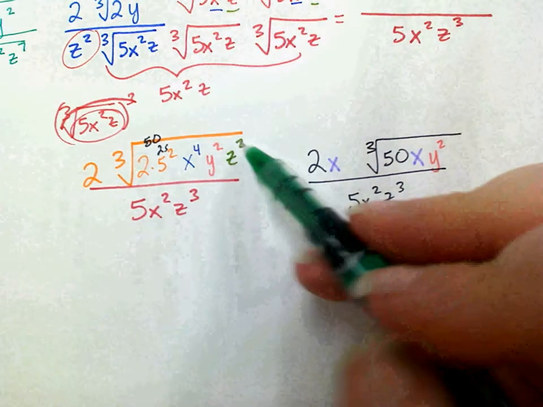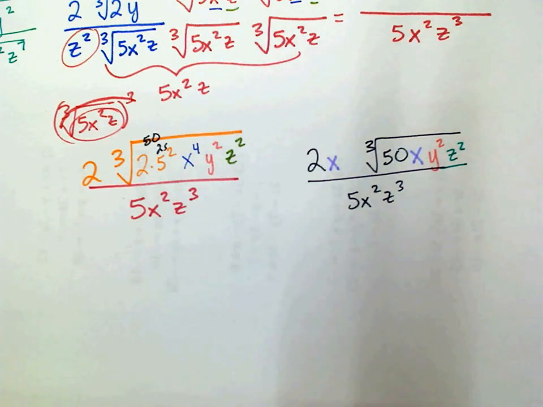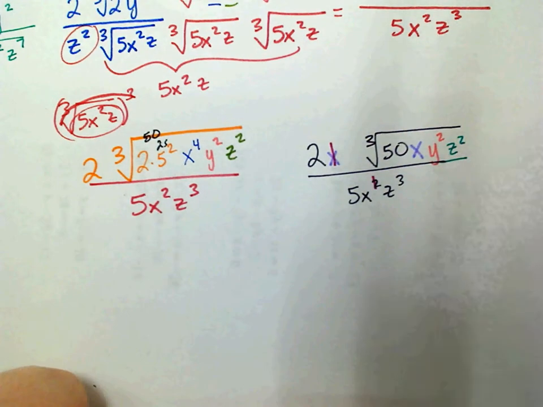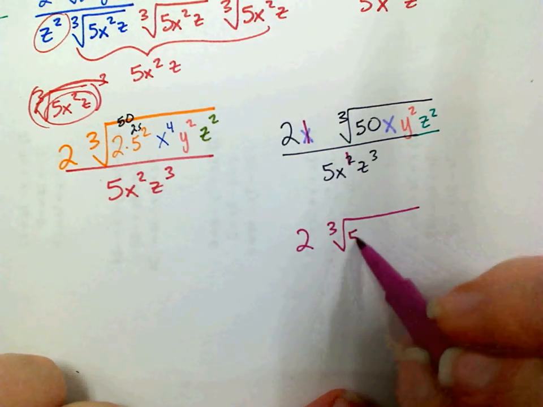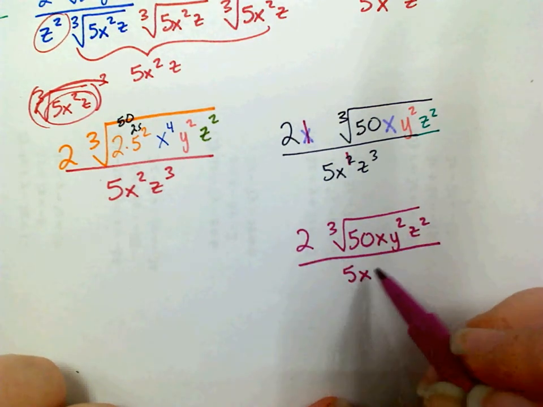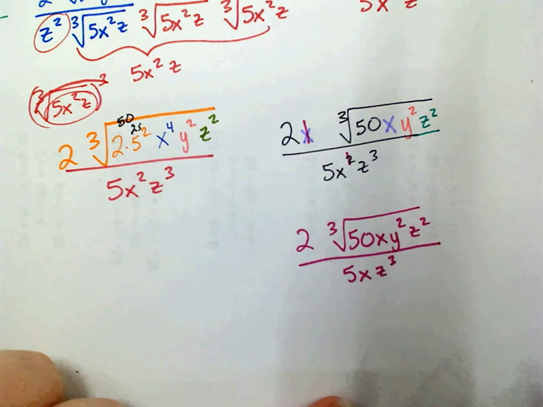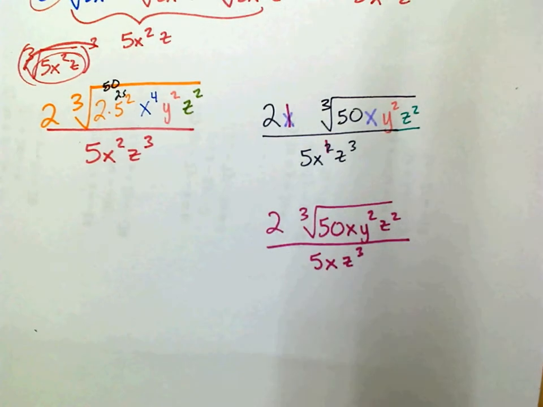So there's only one other thing I can do, and that is simplify with the expressions out in the front. And I notice I have an x in the front and an x in the denominator. So my final answer is 2 times the cubed root of 50x y squared z squared over 5xz cubed. I have another one similar to that later, so we will get to practice that again.